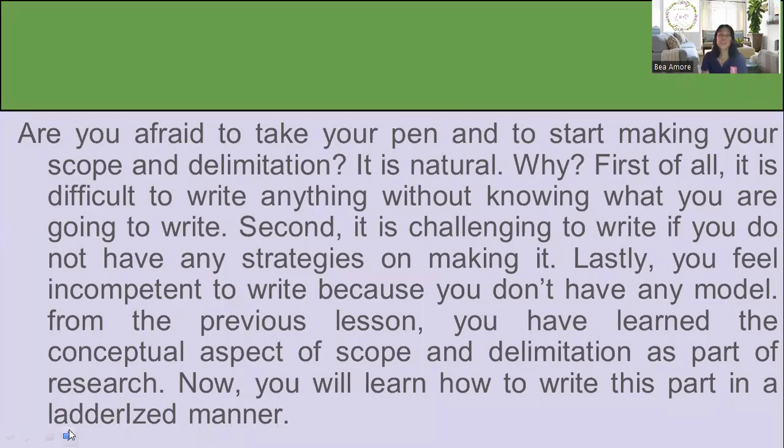Are you afraid to take your pen and to start making your scope and delimitation? It is natural. Why? First of all, it is difficult to write anything without knowing what you are going to write. Second, it is challenging to write if you do not have any strategies on making it. Lastly, you feel incompetent to write because you don't have any model.